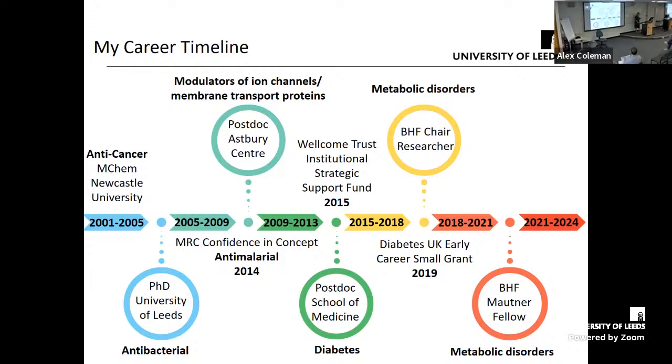I'm a medicinal chemist by training. I've worked on a number of different fields of research looking for new small molecule therapeutics: anti-cancer, antibacterial agents, ion channels, diabetes, metabolic disorders, lots of different protein-protein interactions. But the kind of thing that ties all these together is they've all used ligand-based approaches and computational chemistry to identify small molecules to modulate proteins of interest.